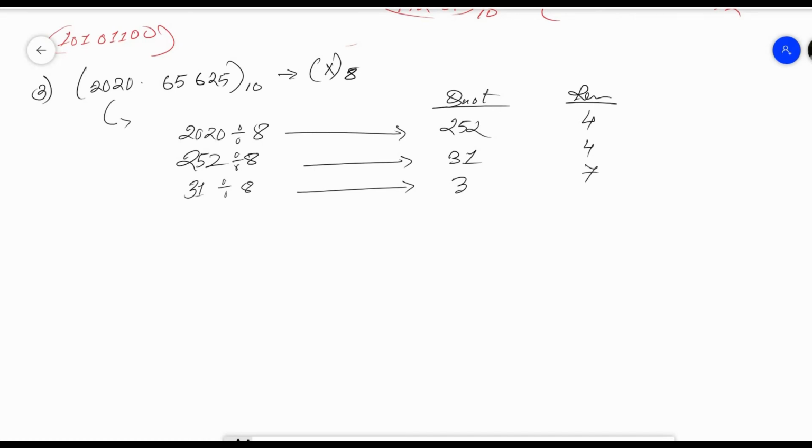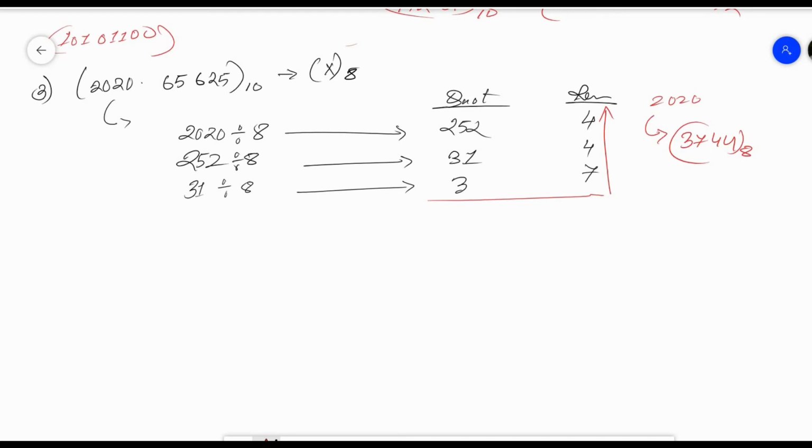Now we end up here as we have this number smaller than the base, and then the same way we move up like this. So if we convert 2020, we get 3744 in the octal system.